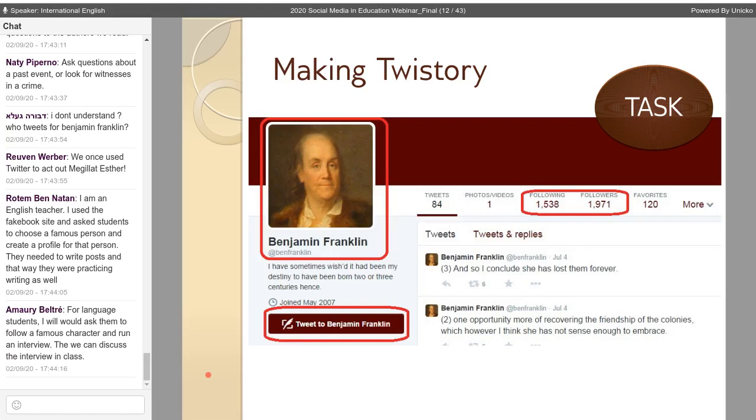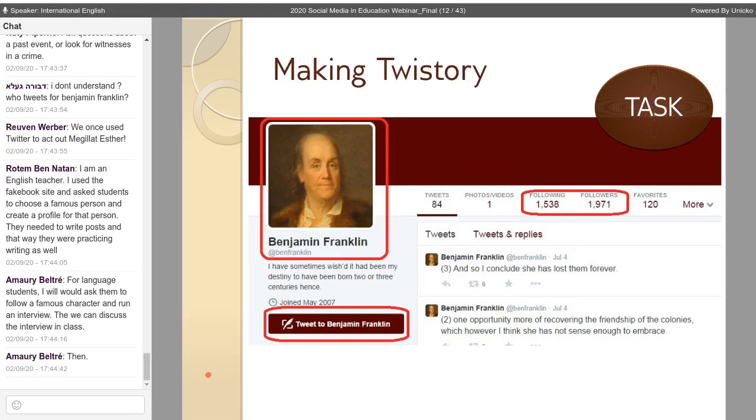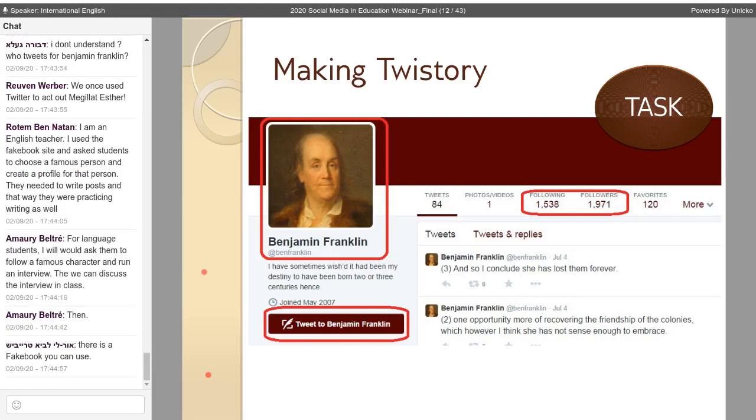Absolutely. For language students, I would ask them to follow a famous character and run an interview. Yeah, we're getting some great ideas, some wonderful ideas. These are all excellent ideas, right? You can ask students to choose a famous person, create a profile, right? You can contact or follow a famous character, a book character. Absolutely.